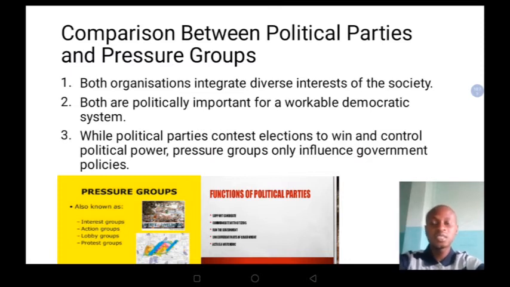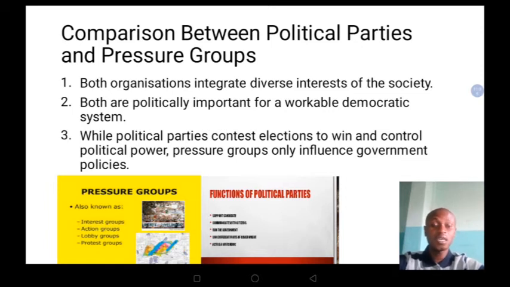Now let's make a comparison between political parties and pressure groups. Now here we say that both organizations integrate diverse interests. We have said this before now. They integrate diverse interests of the society. They hear the people and get to know their needs, then integrate, aggregate, and articulate the interests to the government. That's just what both pillars of democracy do. Both of them are pillars of democracy. In every democracy, you must have pressure groups. If you like, call them civil societies. You must have political parties. So they're pillars of democracy.